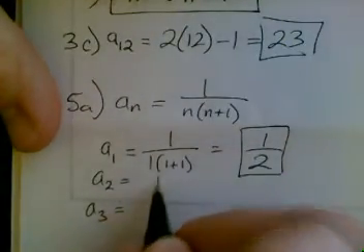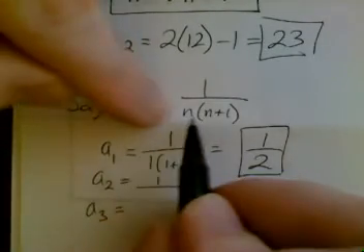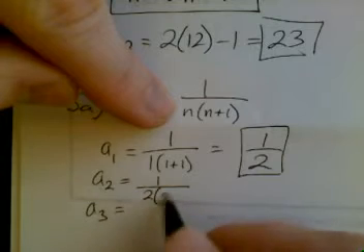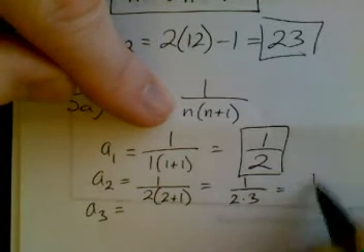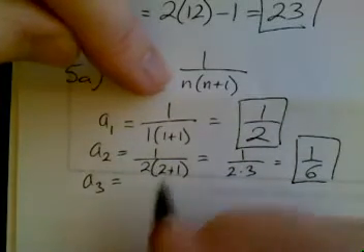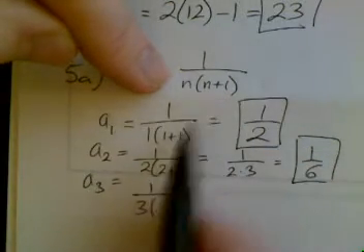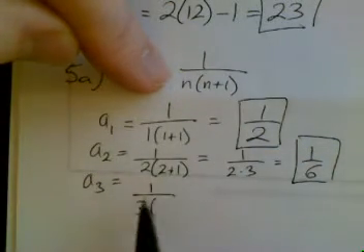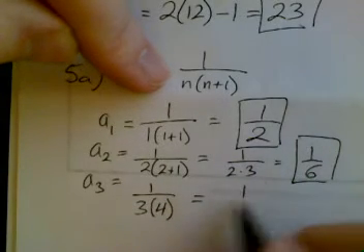What's the second term? Well, I have 1 over, replacing all of my n's in this formula with 2 now. So 2 times 2 plus 1. So that's going to be 1 over 2 times 3, and 2 times 3 is 6. So 1 over 6 is my second term. And the third term is going to be 1 over 3 times, and I hope you see the pattern here. This is 1 times 2, 2 times 3, 3 times 4. And this will be 1 over 12.